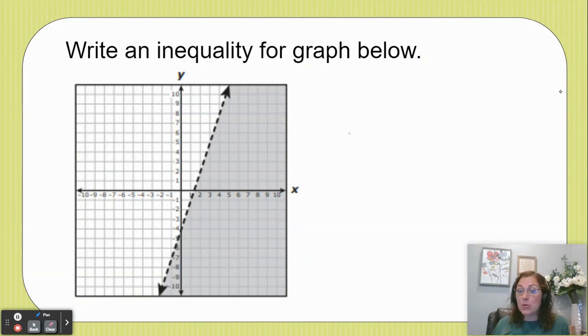In this video, we'll be writing an inequality for the graph that you see below. A couple of things I noticed right off the bat. It's a dashed line and there's some shading going on. That means that I'm going to be using some inequalities, less thans, greater thans. But first, I need to write an equation for the line itself.